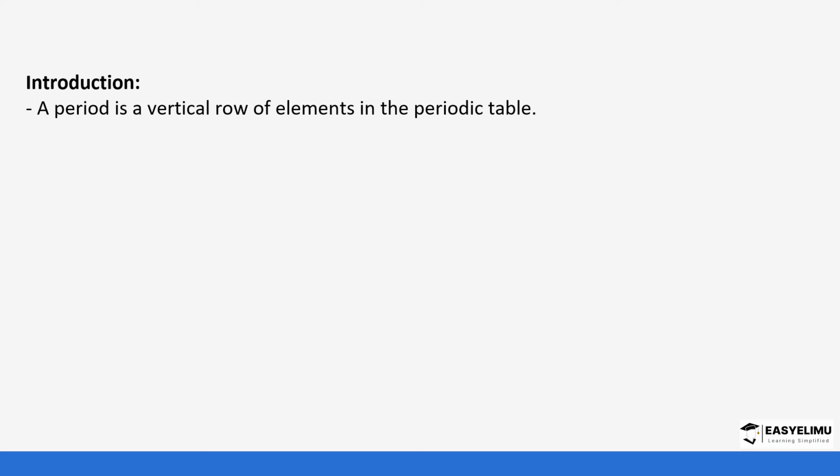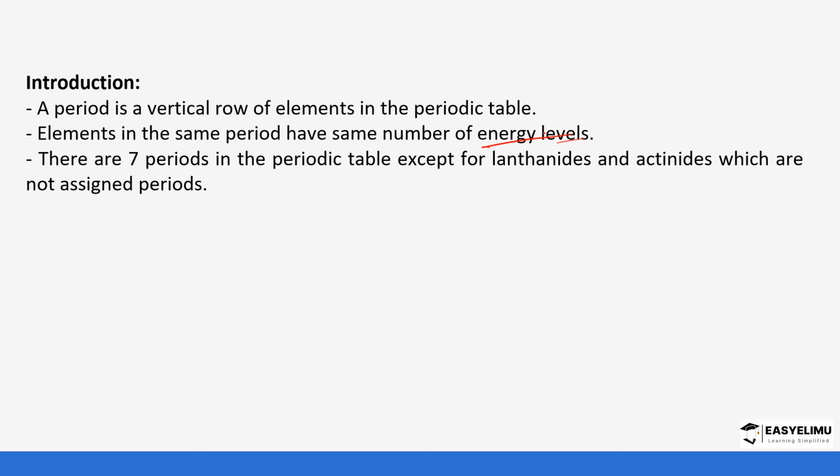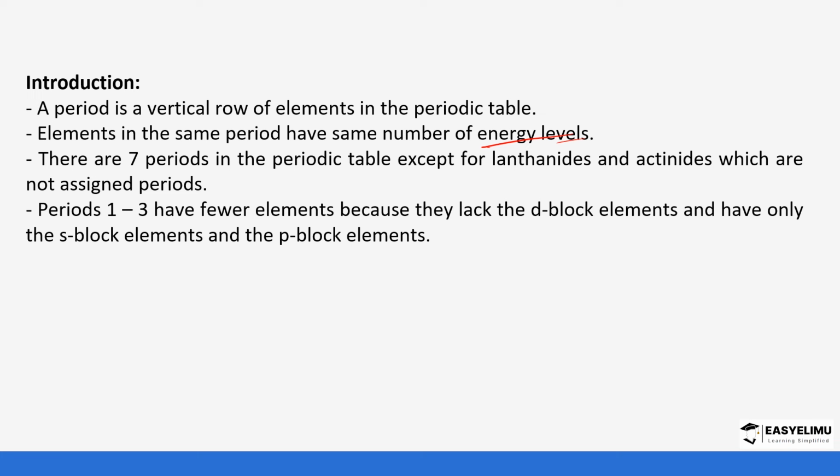So a period is a horizontal row of elements in the periodic table. We discussed this. Elements in the same period have the same number of energy levels. And there are usually 7 periods in the periodic table except for the lanthanides and actinides, which are not assigned specific periods. Then period 1 to 3 have few elements because they lack the D block elements and have only S block elements and P block elements.